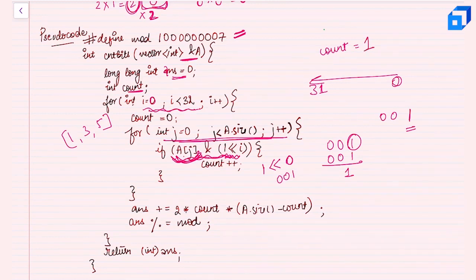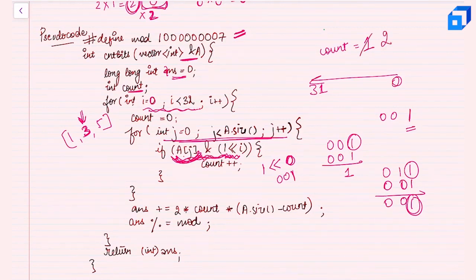So I'll simply iterate over all the elements. Now my j will become 1 and I'll be going to 3. So now I'll check that 3 is this, and again 1 left shifted by 0 gives me 1 only, so I'll get 001, and again this will give me 1. That means this bit is set. So this will return true, and I'll increment my count to 2.